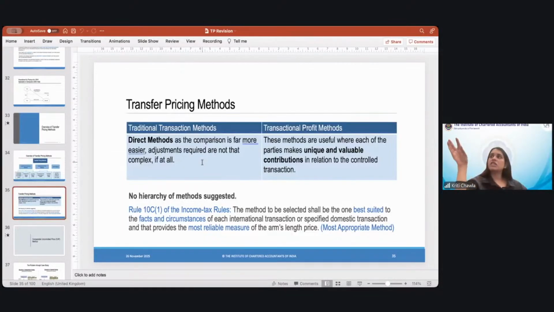And then there are transactional profit methods, as in those methods where unique, valuable contributions are made. They are more technical in nature, and they are more focused on the profitability.